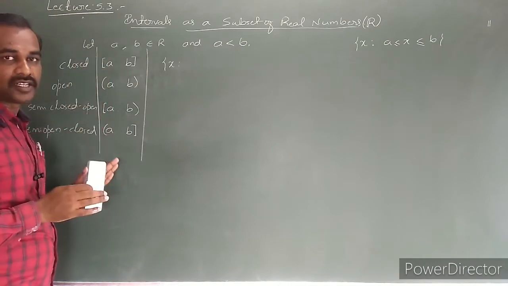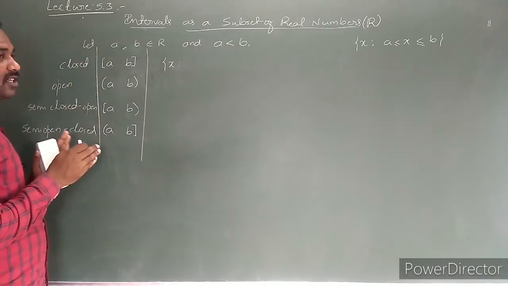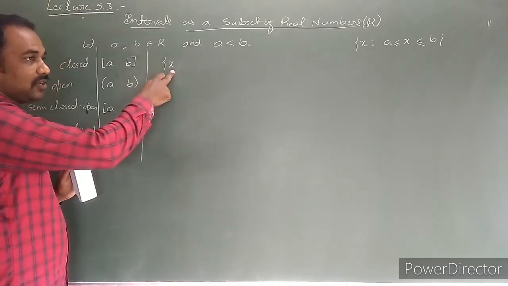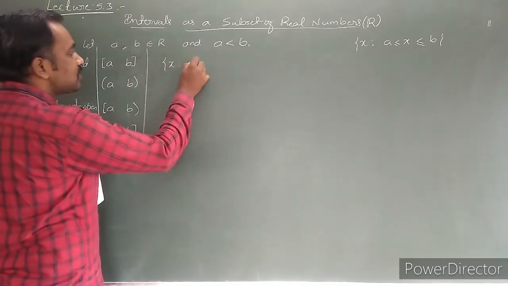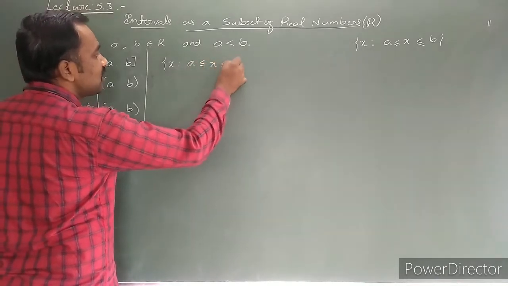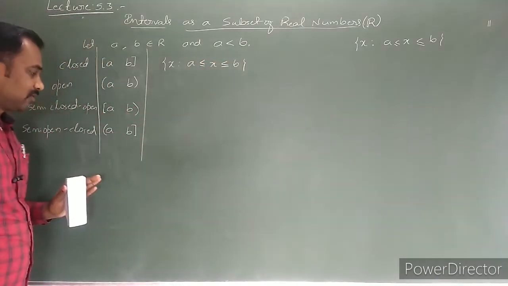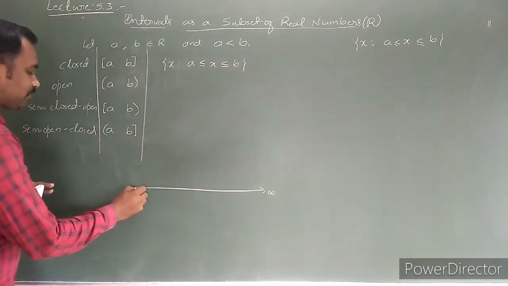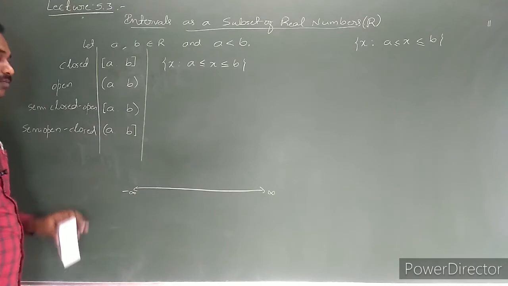Obviously, it is also a set. Okay, the set is this interval. In this set, what are the elements we are going to consider? How do we choose the x value? The x value we have to choose is a less than or equal to x less than or equal to b. For example, the real number line is minus infinity to plus infinity.